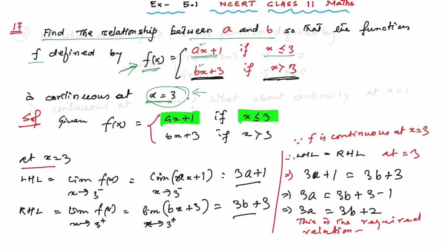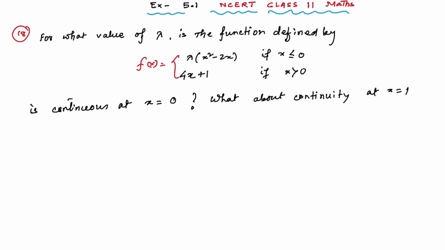Okay. Now let's move on to the next question. So here is question number 8. For what value of lambda is the function defined by f of x equal to lambda x square minus twice x when x is less than 0, and f of x equal to 4x plus 1 when x is greater than 0, continuous at x is equal to 0?